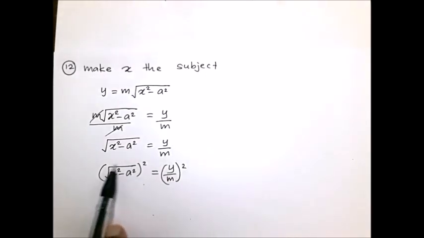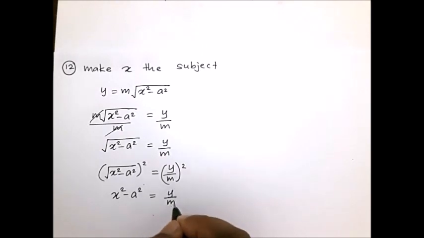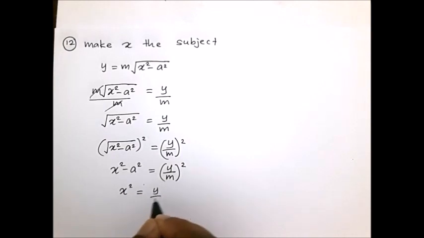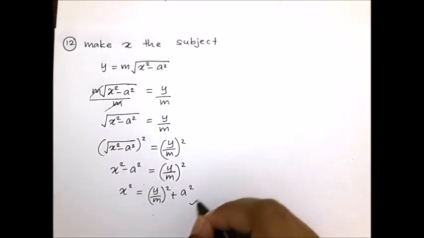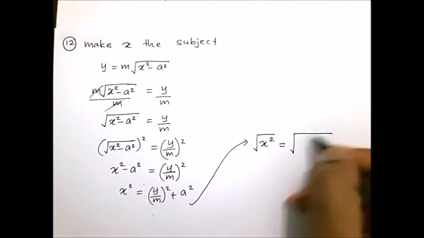Here squared and square root cancel each other. Only x squared minus a squared remains. Right hand side, y divided by m to the power 2. Now take minus a to the power 2 to the right hand side. It becomes plus a to the power 2. Then to remove this squared, you can take the square root of both sides. Now I am going to take the square root of both sides of the formula.